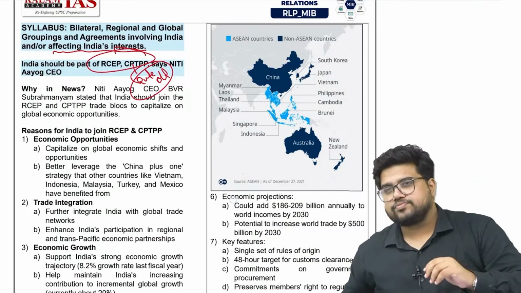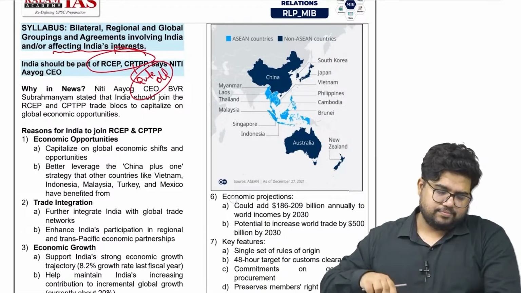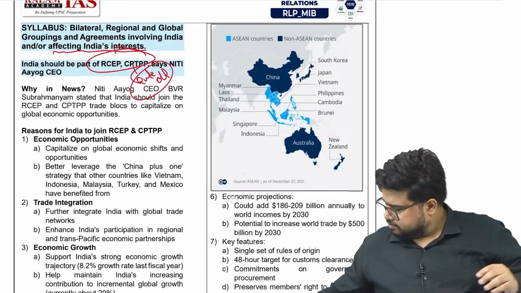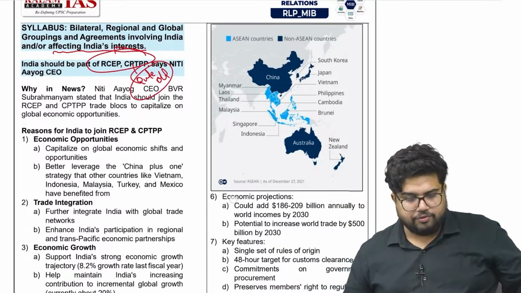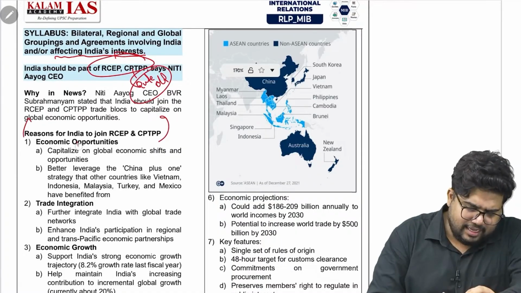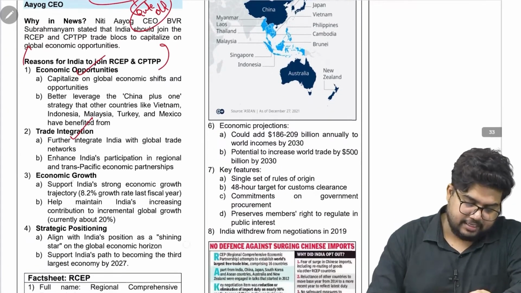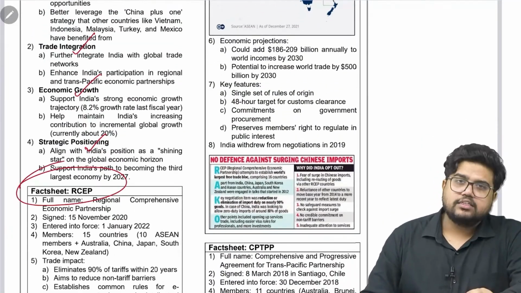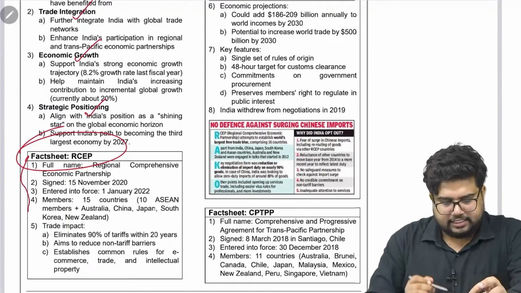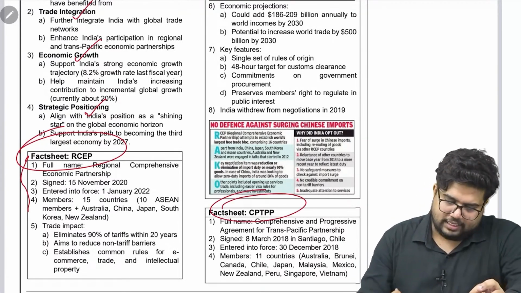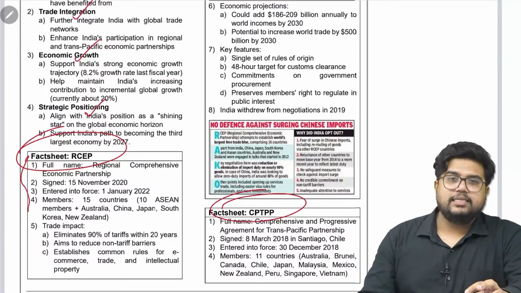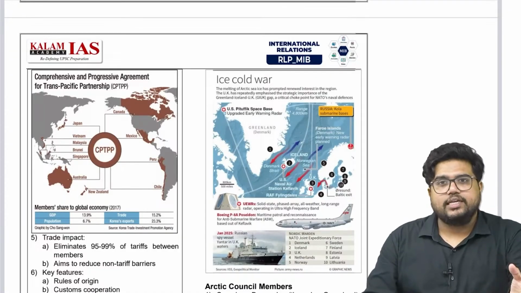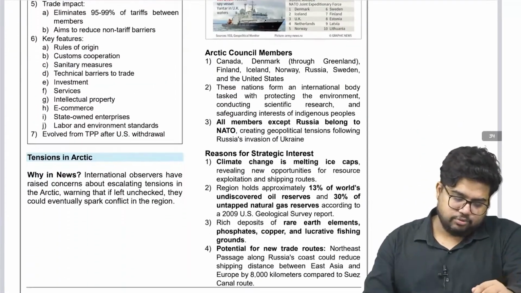This is the overall context. Then the economic opportunities, trade integration aspect, economic growth, strategic, geopolitical aspects, all these you can go through. Some introduction you should write on the fact sheet, that is what is RCEP or what is CPTPP, that is also given. Otherwise beyond this, these are outdated kind of topics. They are not actively in the news.